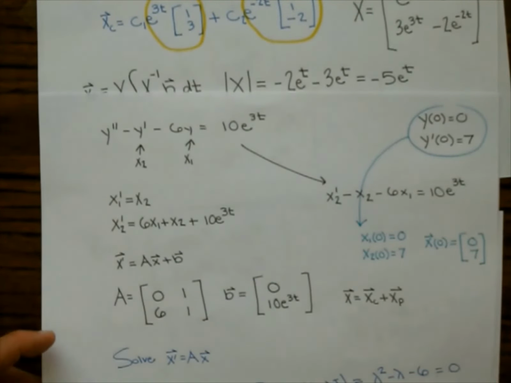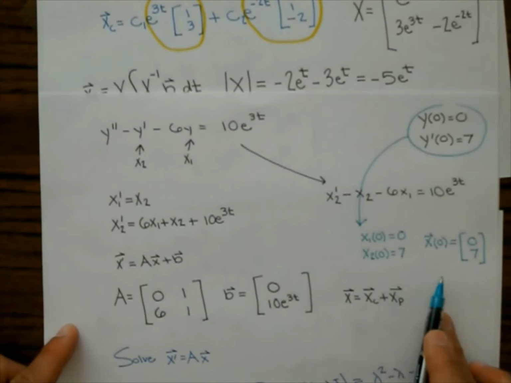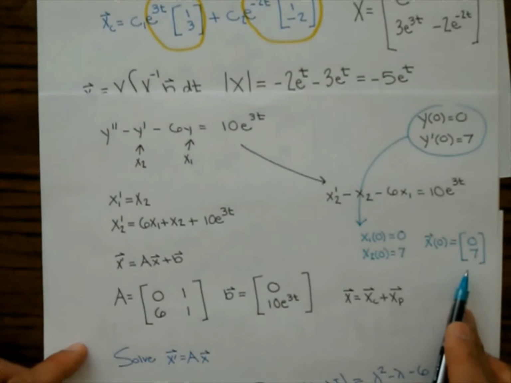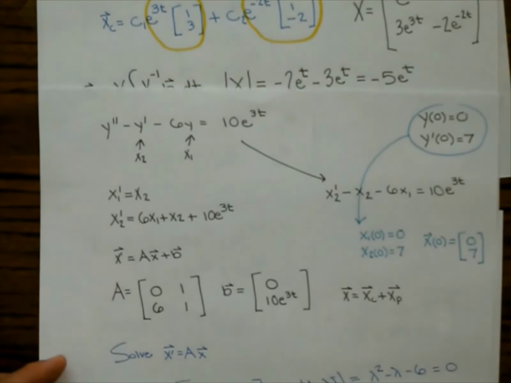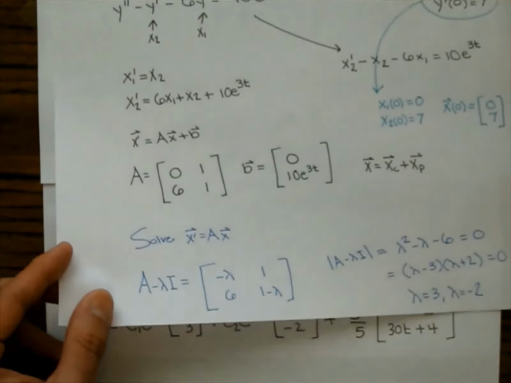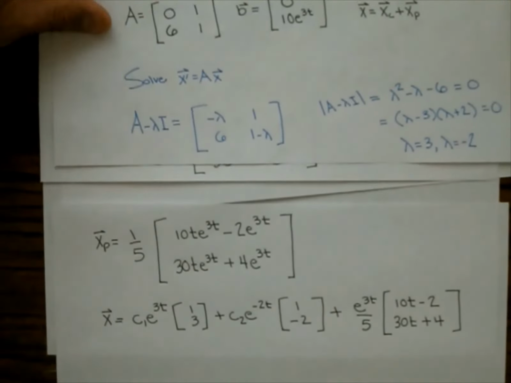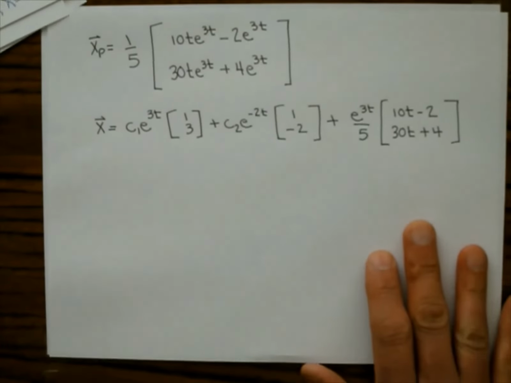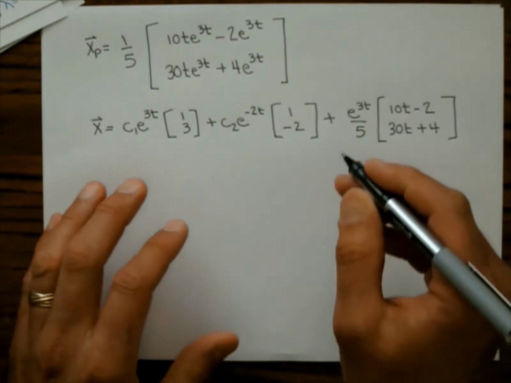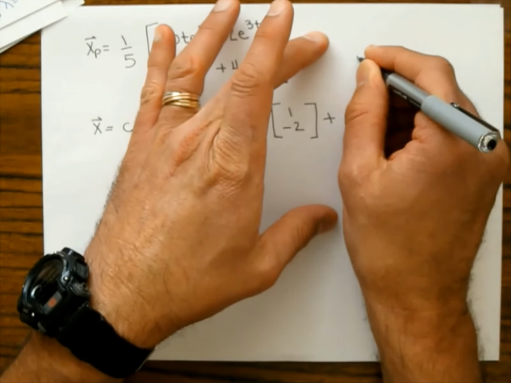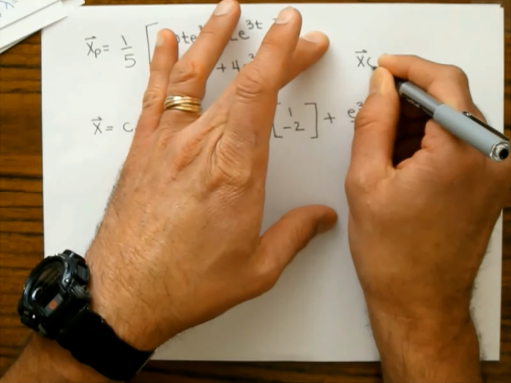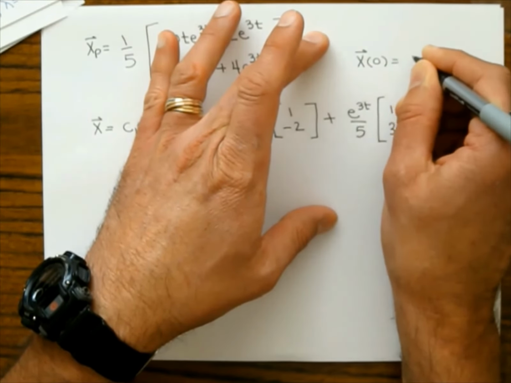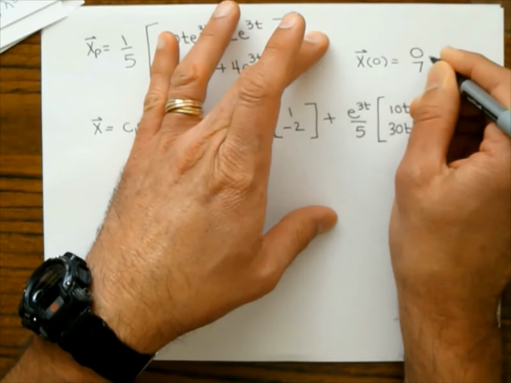Okay? So we didn't write that down when we first did this, but that is our initial condition to solve for the c1 and the c2. So let's go ahead and put that. It looks like it just went away, but I'm going to write that down right here. So this is x bar of 0 is 0, 7.